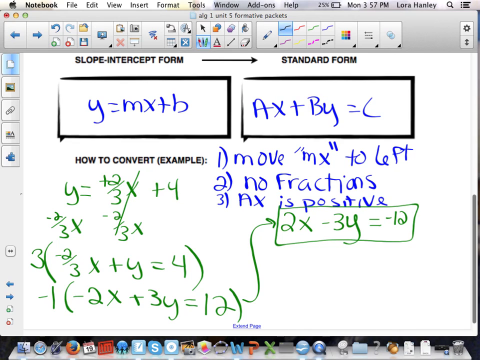Now there are certain situations when you want to be in one form or the other, and so it's helpful to know how to move back and forth.